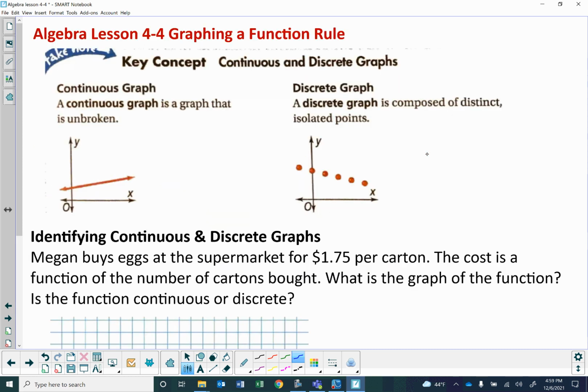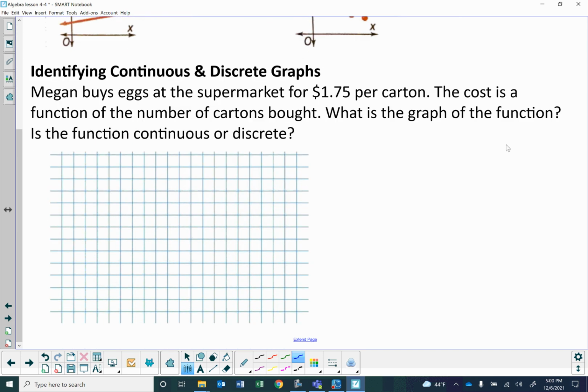All right, so here's a key concept, continuous and discrete graphs. A continuous graph is a graph that is unbroken. A discrete graph is composed of distinct isolated points. Okay, so let's take a look at a question here.